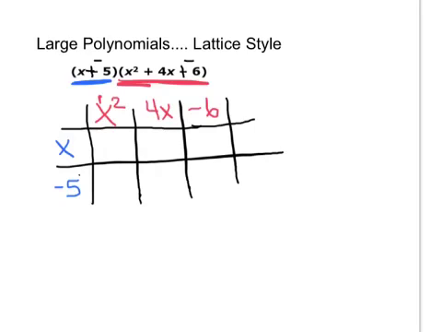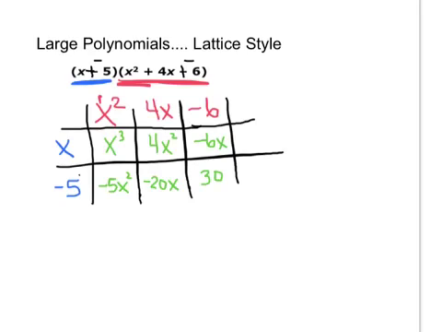And so what I can do is I can do this as like a multiplication table. And so I can say, well, x times x to the second power is just x to the third power. X times 4x is 4x to the second power. And x times negative 6 is negative 6x. Here we have negative 5 times x squared, which is simply negative 5x squared. I have negative 20x because negative 5 times 4x. And then I have a positive 30 because negative 5 times negative 6 gives me 30.